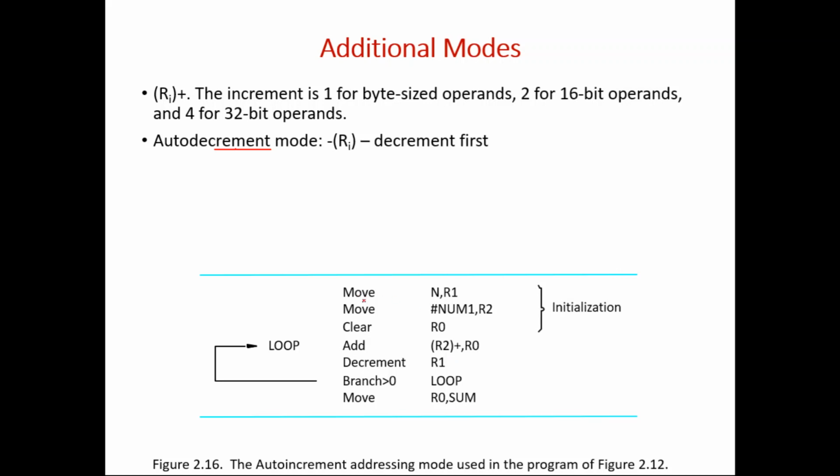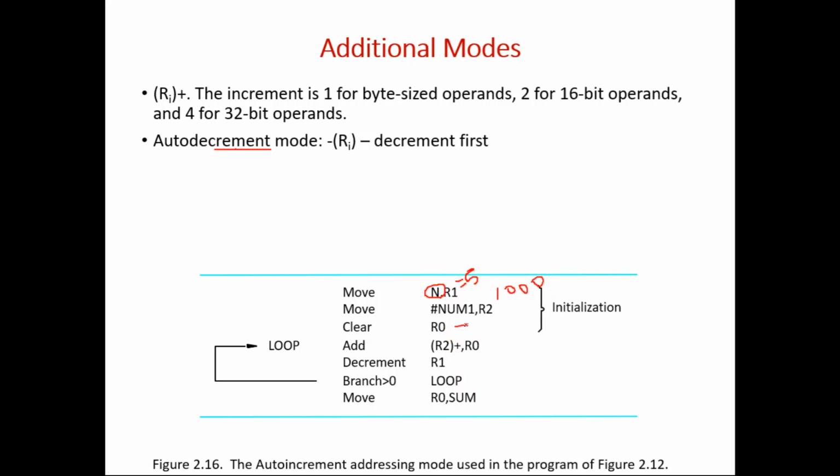Let us see. Move n comma R1. n is some constant: how many numbers you want to add. Let us assume n is 5, so 5 is moved to R1. Move hash num1 comma R2. Hash num1 contains the starting address, which is moved to R2. If we want to add 5 numbers, these numbers are stored at addresses 1000, 1004, 1008, something like that.